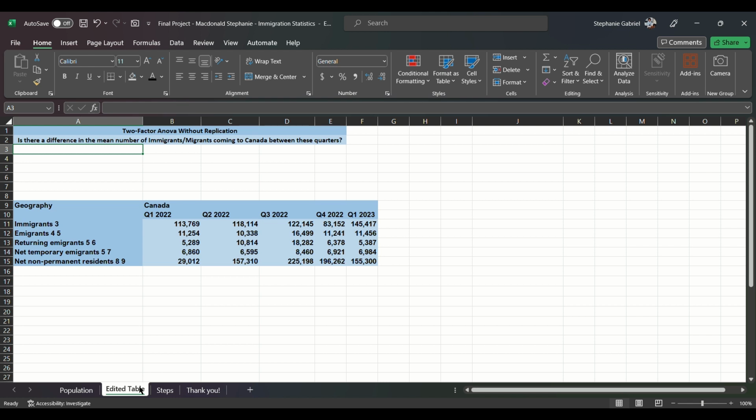The reason I chose the two-factor ANOVA without replication is mainly because we are going to be comparing the quarters to see if there is a difference in the mean number of immigrants/migrants coming to Canada between the quarters. I am just going to be looking for the mean numbers, so we're just comparing the quarters. In order to perform this test, here are the steps.